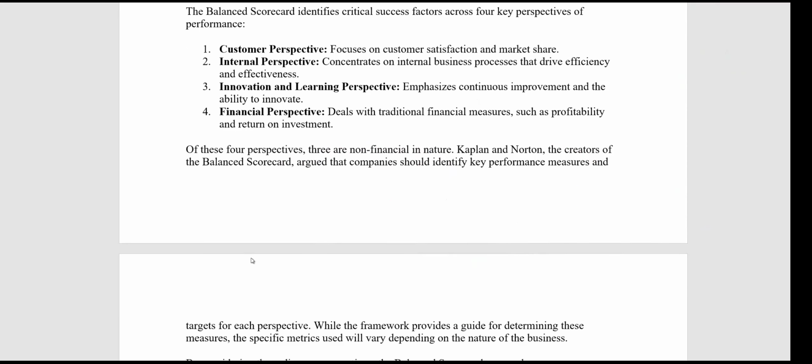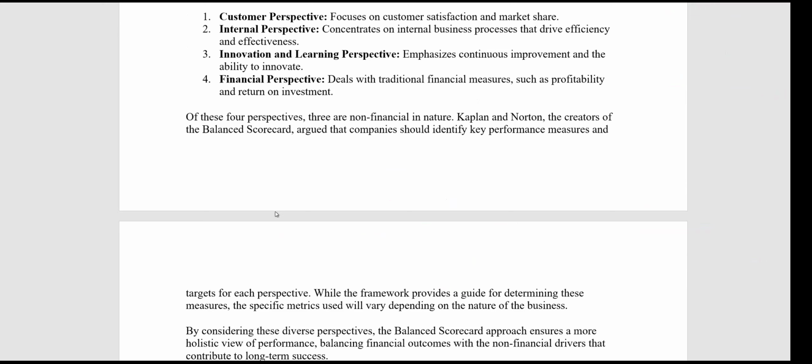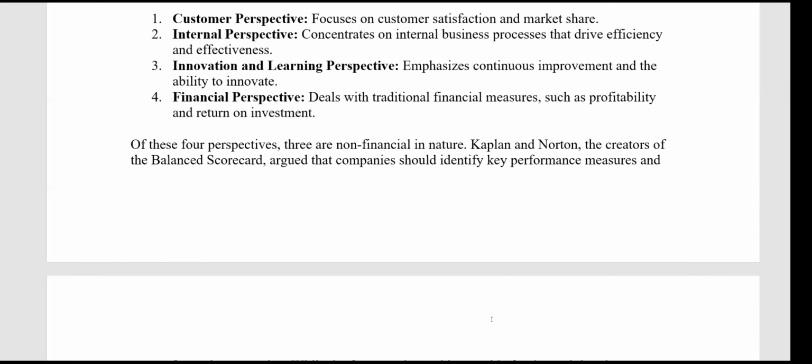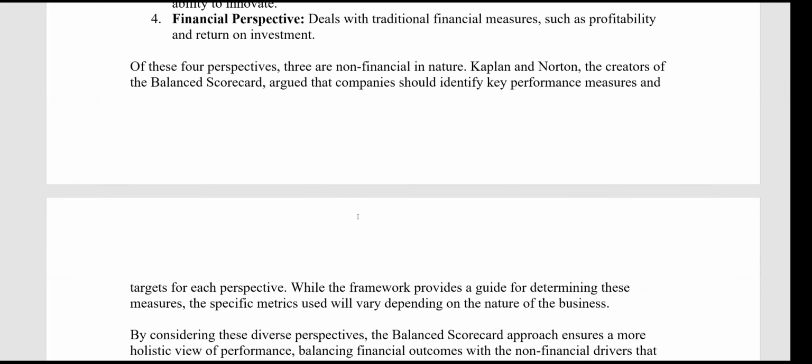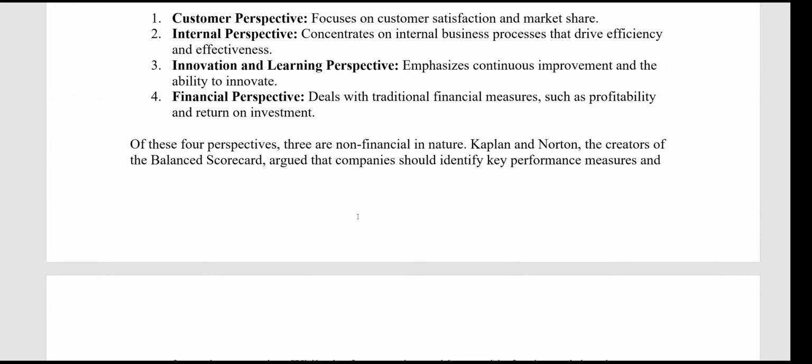All right. Now, out of these four perspectives, there are three non-financial in nature. We already talked about it. And Kaplan and Norton, the creators of the balanced scorecard, argued that companies should identify key performance measures and targets for each perspective. So in exam, mostly they'll tell you to come up with what? Financial outcomes. So this thing has come in past questions, but because we have a lot to cover, I'll not worry myself.